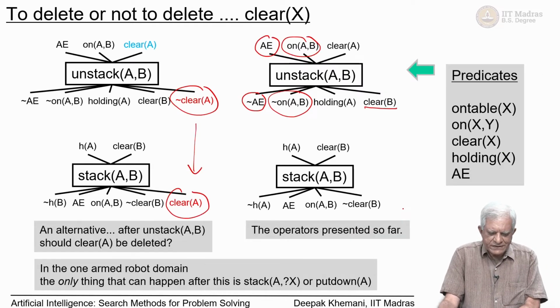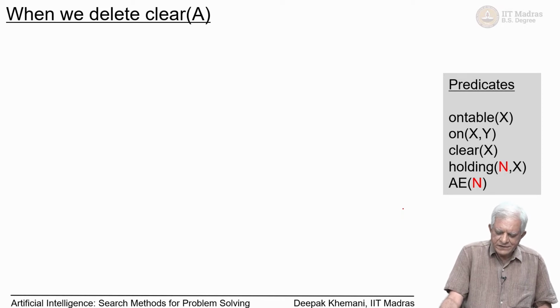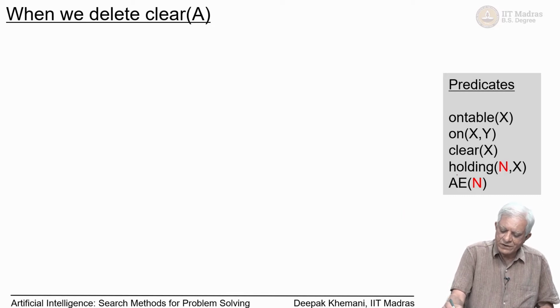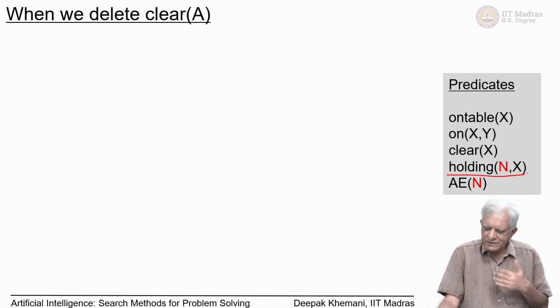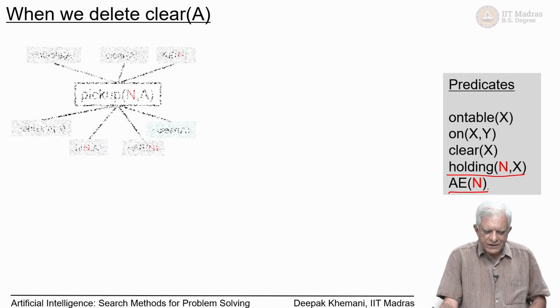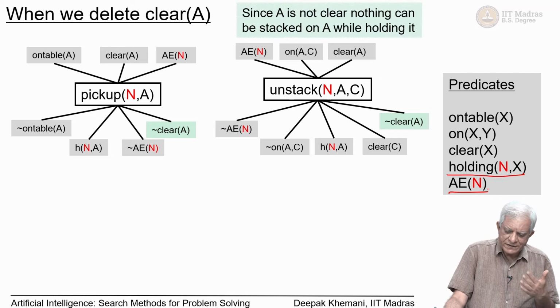So, this is the case that we are looking at when we delete essentially. So, when we delete clear A, the other change that we are making is that instead of saying that there are two predicates holding 1 and holding 2, we are saying that there is an arm number n, and that n refers to which arm it is. So, it could be 1, 2, 3 depending on how many ever arms you have. So, AEN means the nth arm is empty.